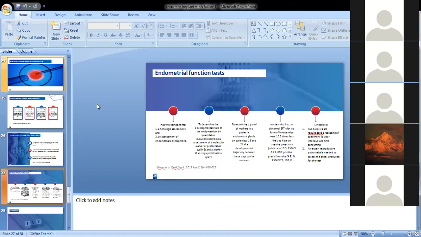Women who had an abnormal endometrial function test with no form of intervention were 10.5 times less likely to have an ongoing pregnancy, because they are out of phase and the embryo will not implant. But the limitations are that 2 biopsies are required for processing of specimens. This is a very laborious and time consuming process, and you need an expert reproductive pathologist to assess the slides produced for the test.